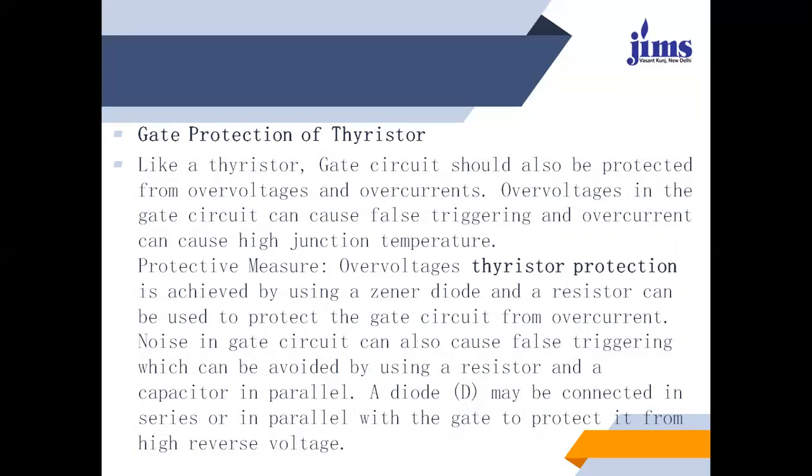Protective measures: overvoltage protection of the gate is achieved by using a Zener diode, and a resistor can be used to protect the gate circuit from overcurrent. Noise in the gate circuit can also cause false triggering, which can be avoided by using a resistor and a capacitor in parallel. A diode can be connected in series or in parallel to protect the gate from high reverse voltages.